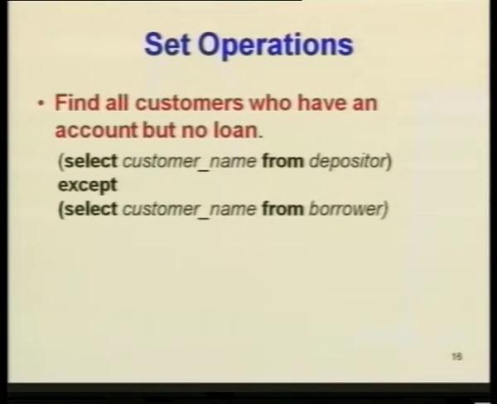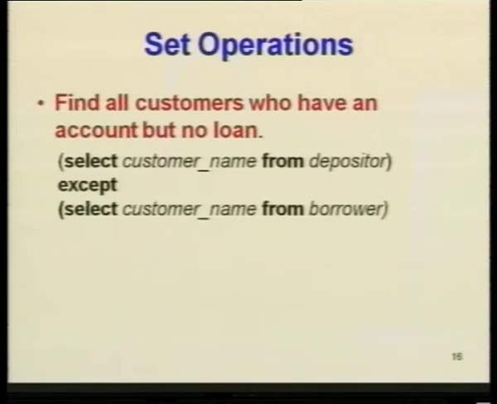Union is where you want either the tuples from both depositor and borrower. Here you want both, that is, the tuple should be present in both depositor and borrower, and only then do you want to output it. So, that is called intersect. And here you want people who have an account but who do not have a loan. So, that is the difference, or it is told as except.